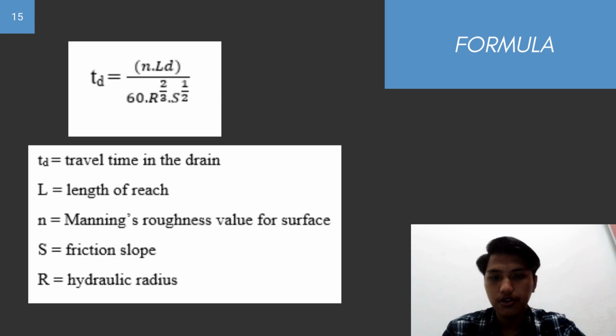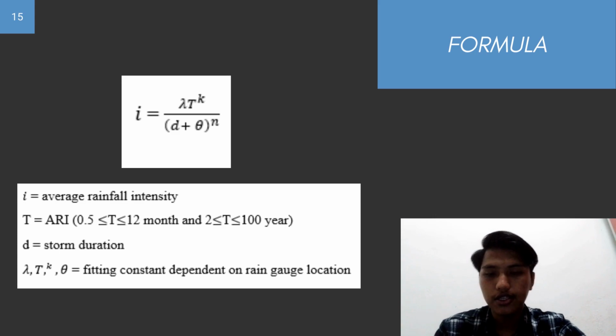Next is the formula to determine the TD, where TD is the travel time in the drain, L is the length of the drain, N is the Manning roughness value for the surface, S is the friction slope, and R is the hydraulic radius. Next is the formula for calculating I. I is the average rainfall intensity, T is obtained from the ARI, D is the storm duration, and lambda, kappa, and theta are fitting constants dependent on rain gauge location.